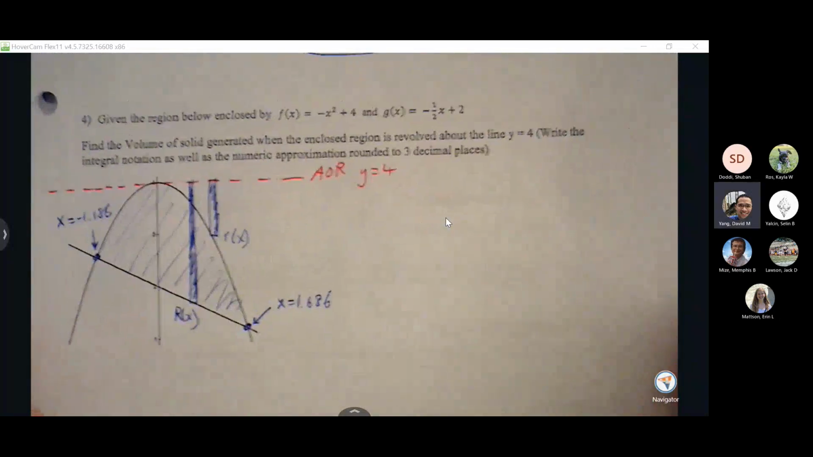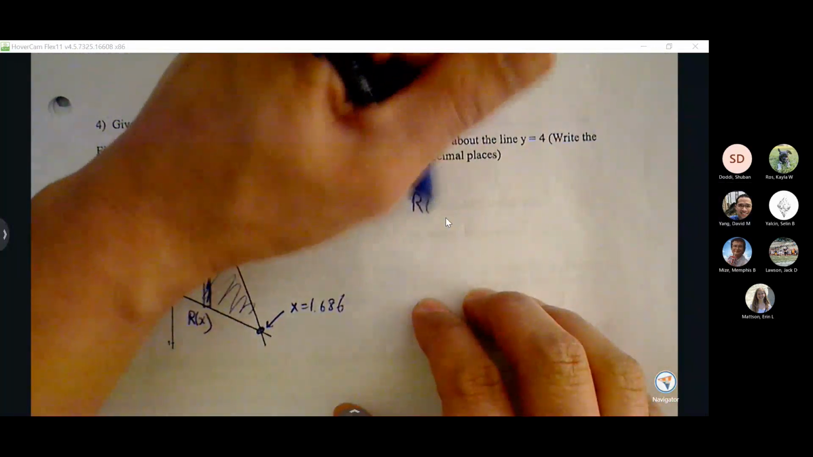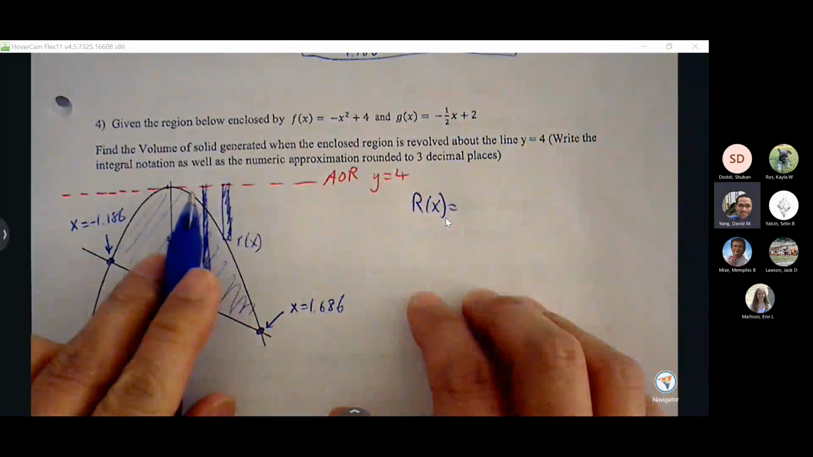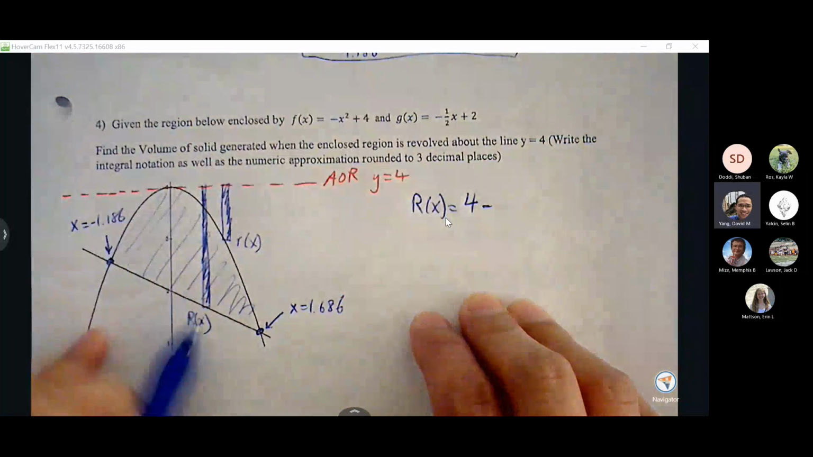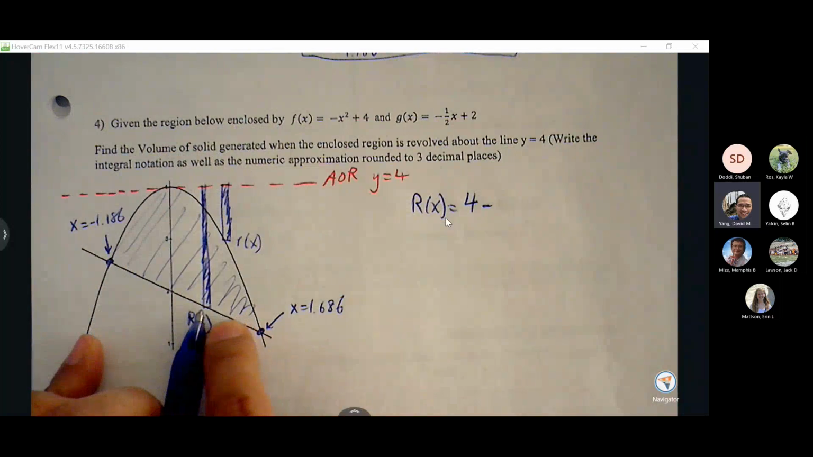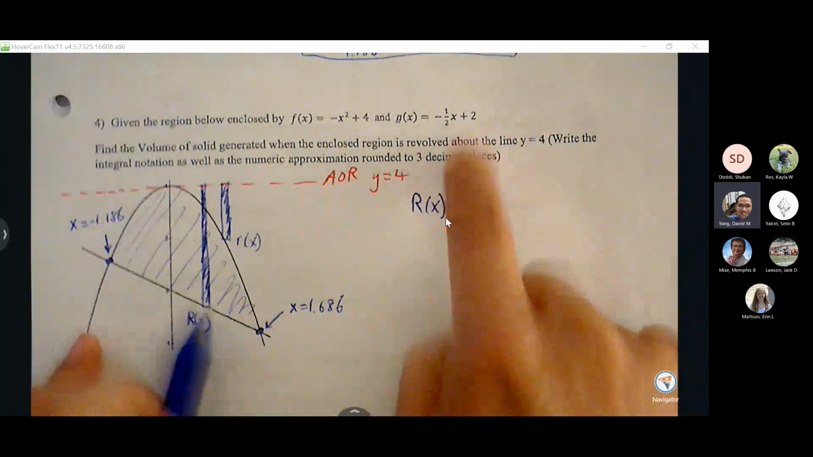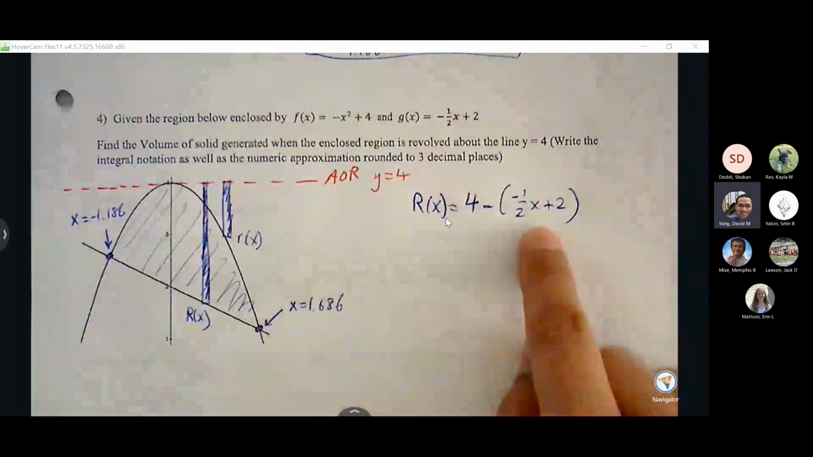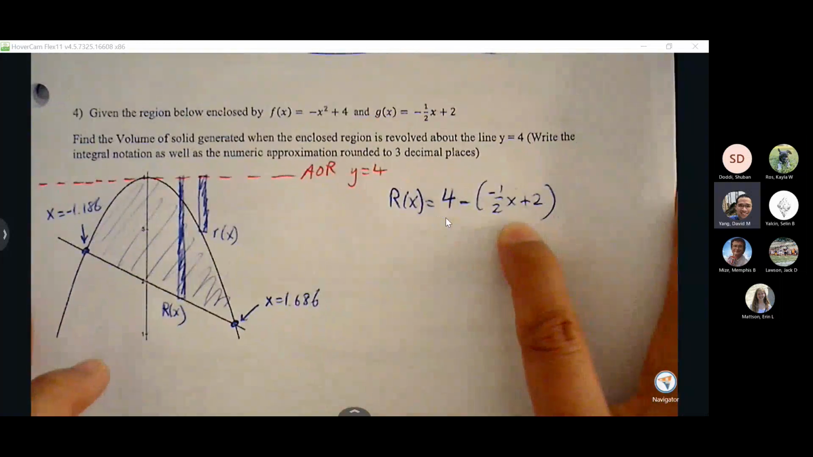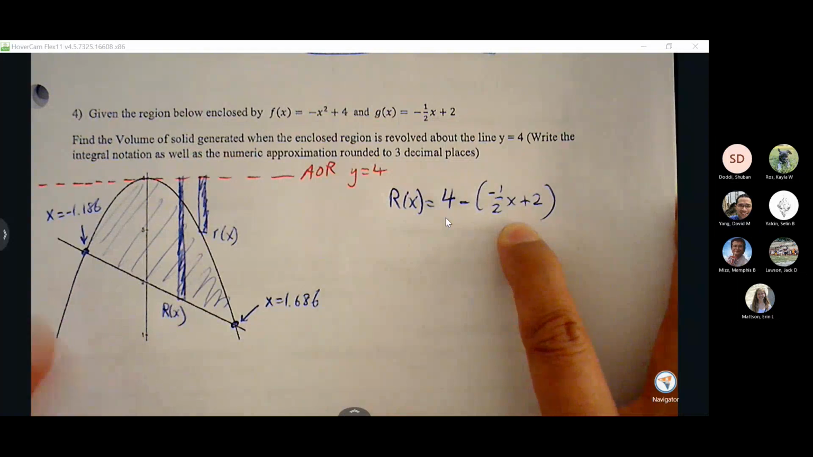Okay, washer method, build my two radii. Top is sitting at the 4, the dotted line, minus the bottom of my big radius, which is sitting on the line, so minus a parentheses, negative 1/2 x plus 2. Careful, make sure you include the parentheses so you don't forget to distribute that negative through.